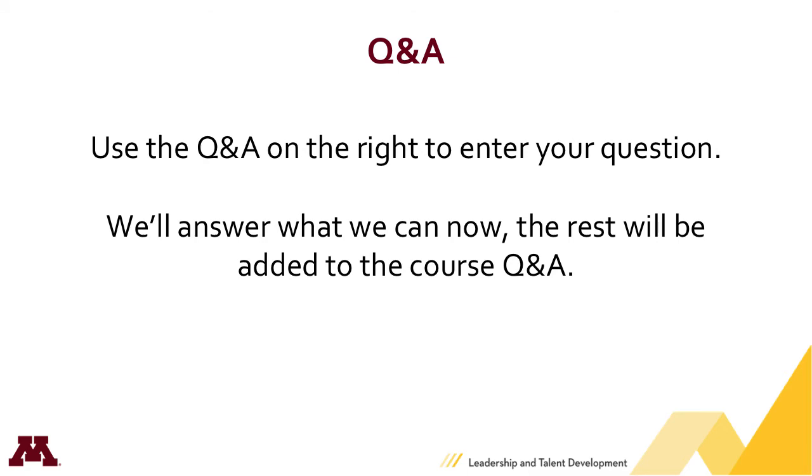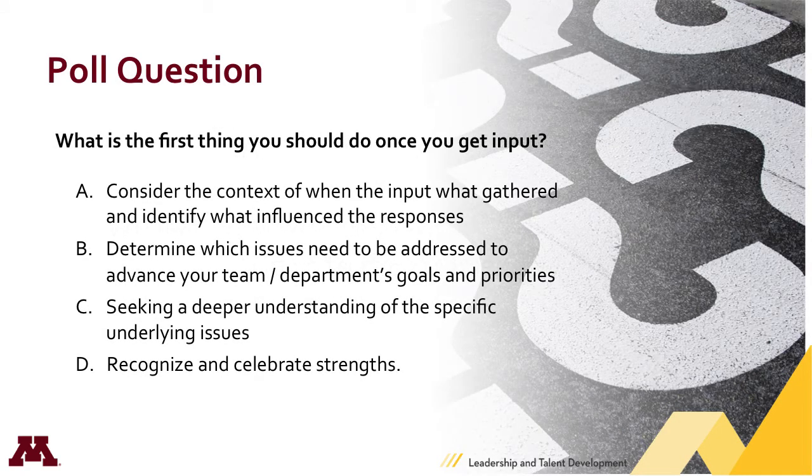That's all right. So the next poll, the question is, what is the first thing you should do once you get input? So say you've had some discussions with your team or you've gotten a survey report. What's the first thing you should do? A, consider the context of when the input was gathered and identify what influenced the responses. B, determine which issues need to be addressed to advance your team or department's goals and priorities. C, seeking a deeper understanding of the specific underlying issues. D, recognize and celebrate strengths. So go ahead and pick your favorite.